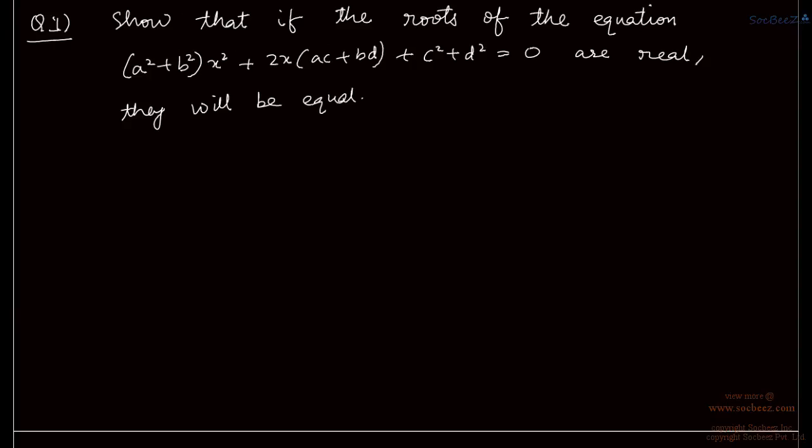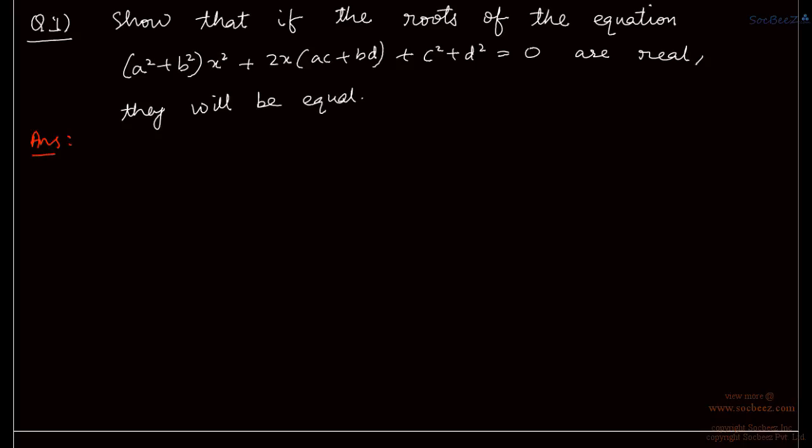So the first question is, show that if the roots of the equation (a squared plus b squared) x squared plus 2x(ac plus bd) plus c squared plus d squared equal to 0 are real, then they will be equal. Now we know the condition for the roots to be real, right? The discriminant must be greater than or equal to 0.